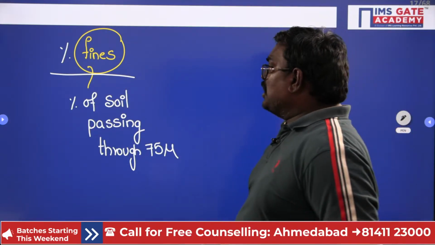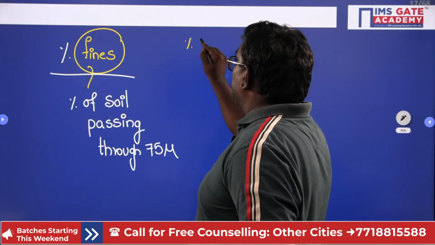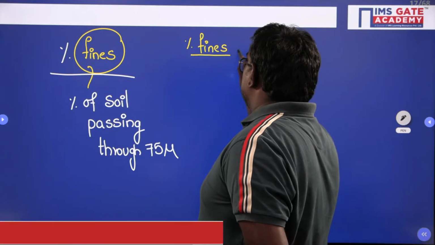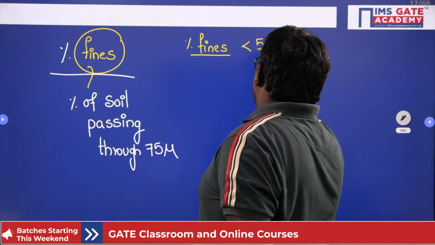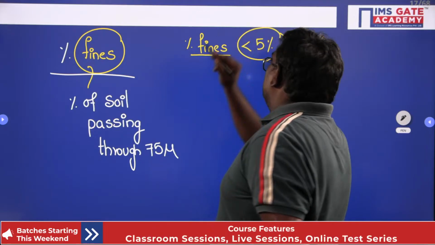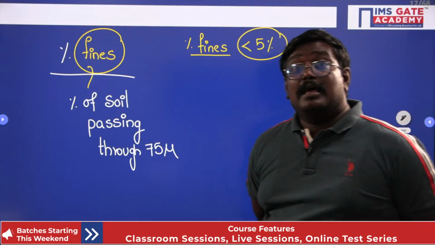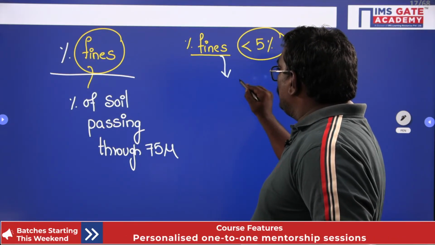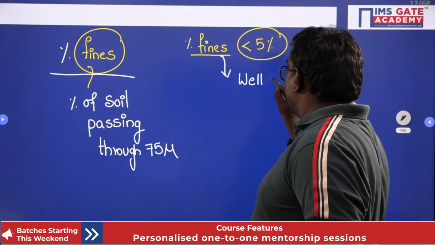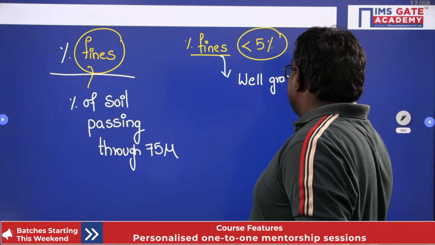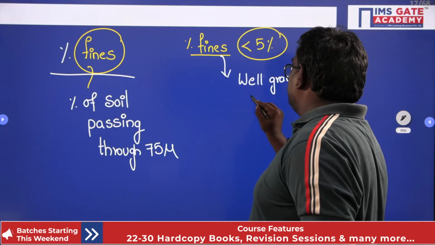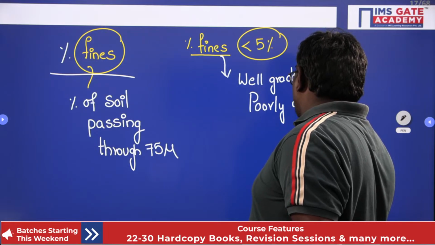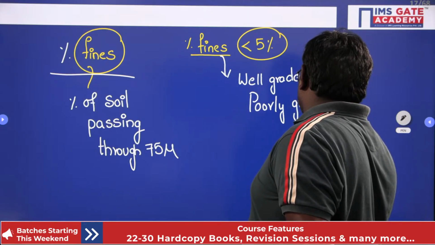Suppose, my dear students, the percentage of fines is less than 5 percentile, then in this case, you talk about either well graded or poorly graded, because 95% of the soil is only one type. So in this case, you will talk whether the soil is well graded, or whether it is poorly graded.